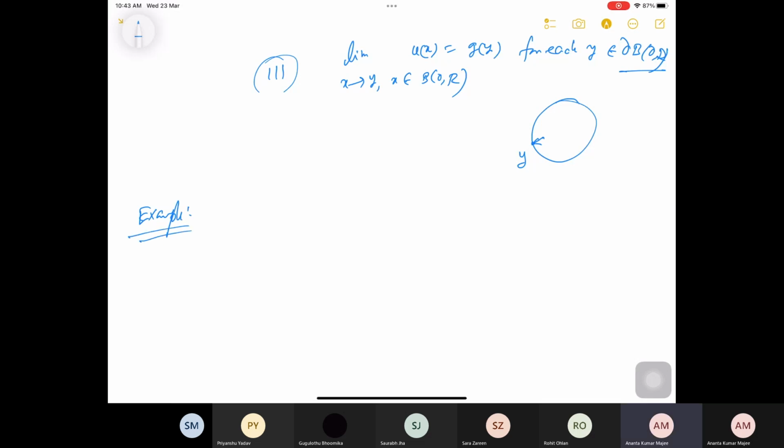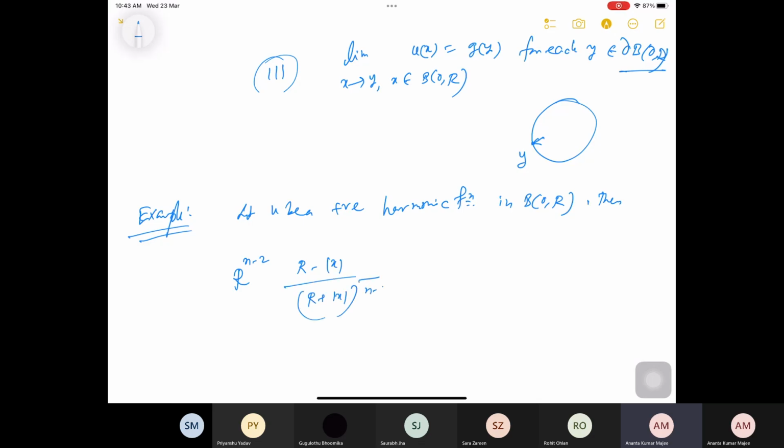What I try to say is the following. Let u be a positive harmonic function in the ball B(0, r). Then r^(n-2) (r - |x|) / (r + |x|)^(n-1) u(0) is less than or equal to u(x), which is less than or equal to r^(n-2) (r + |x|) / (r - |x|)^(n-1) u(0). I have bounds for this.